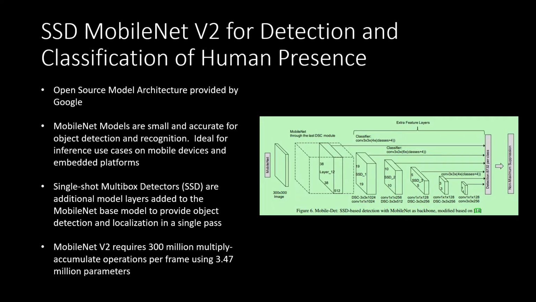Global Networks' PeopleSense CV Industrial Personnel Classifier utilizes Google's single-shot detector MobileNet version 2 for detection and classification of human presence. Google has open-sourced this model. The MobileNet models are small and accurate for object detection and recognition, ideal for inference use cases on mobile devices and embedded platforms. The addition of the single-shot multi-box detector are additional model layers added to the MobileNet base model to provide object detection and localization in a single pass. MobileNet version 2 requires 300 million multiply accumulate numerical operations per frame using 3.47 million parameters.